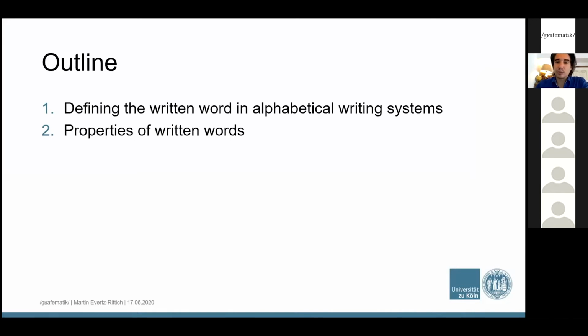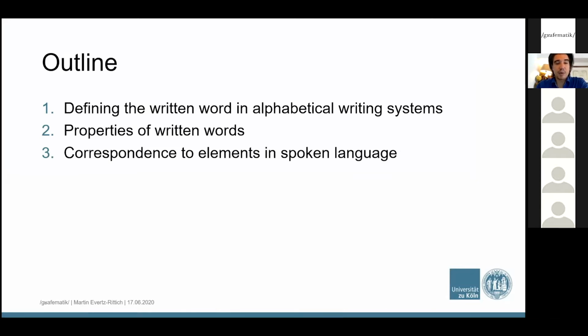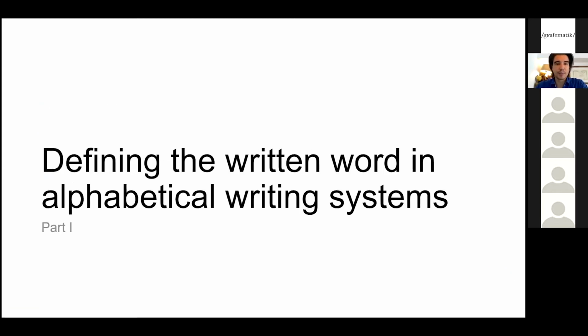Then I would like to talk about properties of written words, which we can deduce from the graphematic hierarchy from suprasegmental features. Then I would like to talk about correspondences to elements in spoken language. That will be very short. And finally, I would like to talk about writing systems which do not have interword separation. And there will be a short summary in the end.